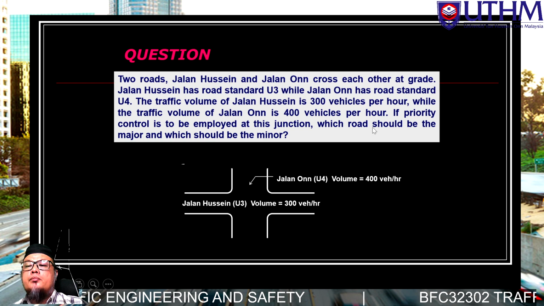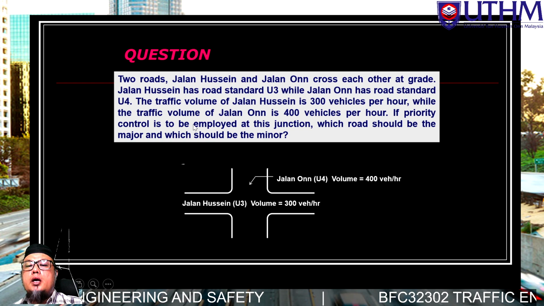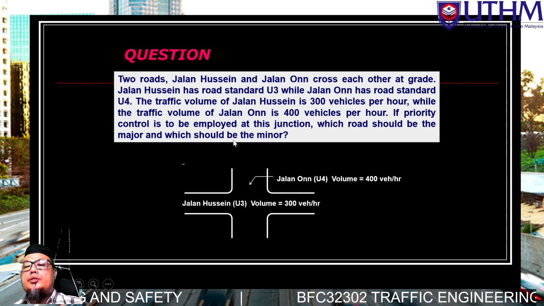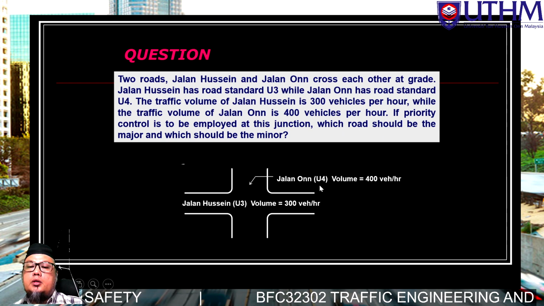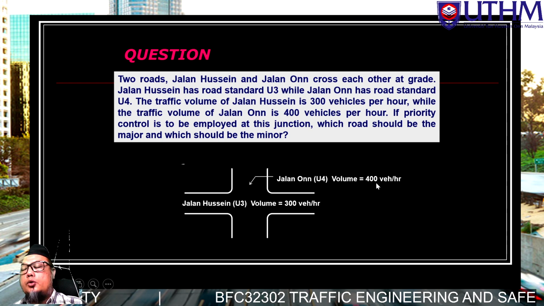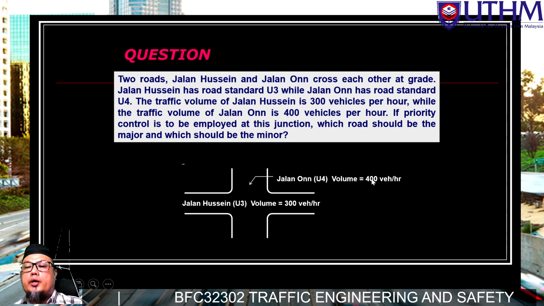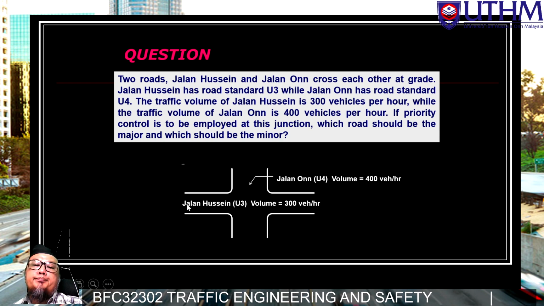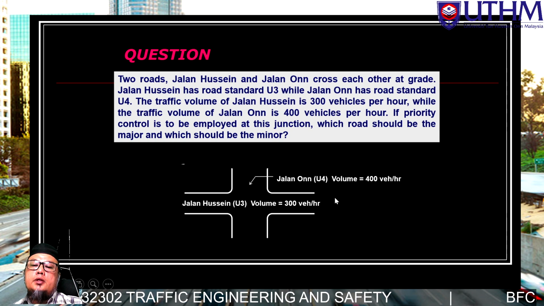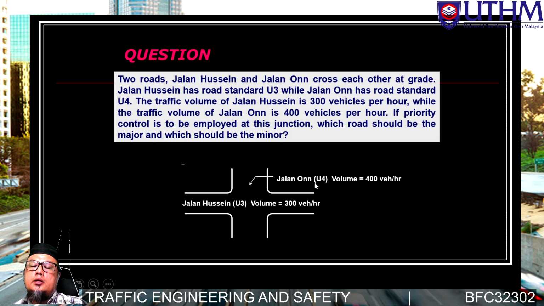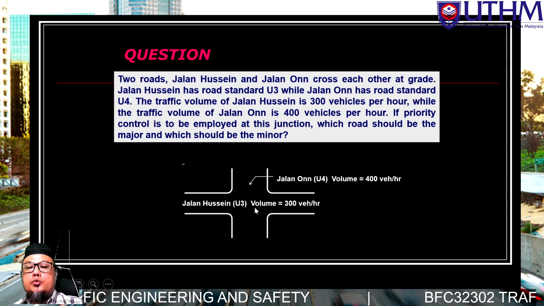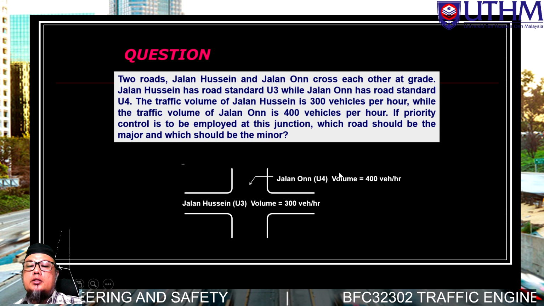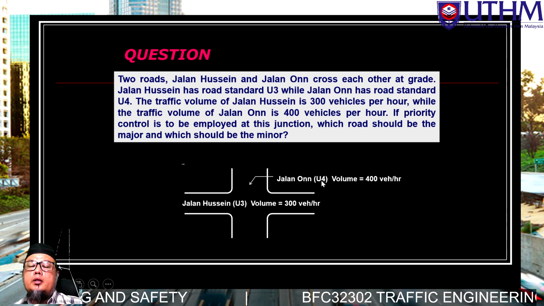vehicles per hour. If priority control is being employed at the junction, which should be the major and which should be the minor? So from here we have the characteristic of the volume: Jalan On has 400, Jalan Hussein has 300. From this particular info, we can easily determine that Jalan On is the major and Jalan Hussein is the minor. It's not only looking at the volume, but the road class itself, to represent which is minor and which is major.